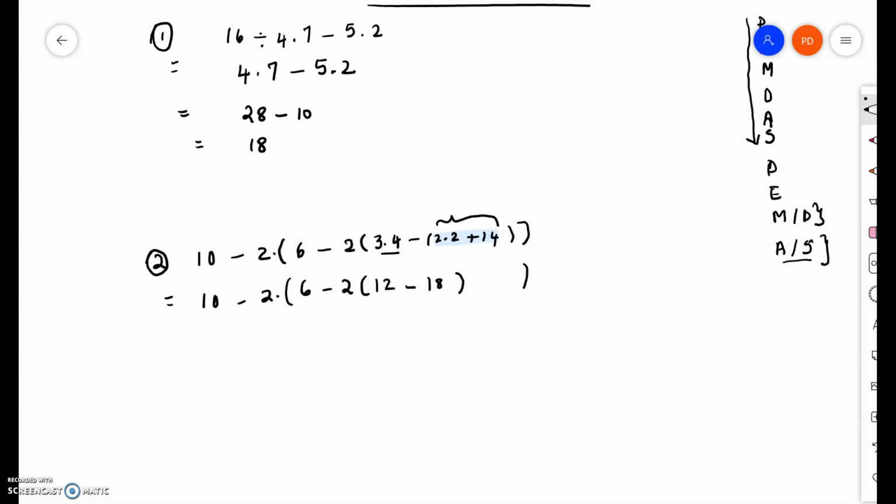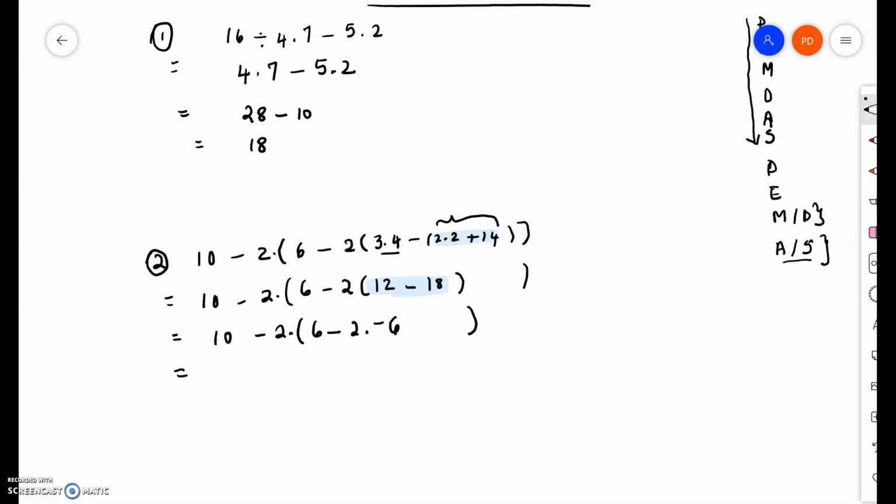Next, the innermost parentheses is this. So that's where we begin. So we have 10 minus 2. 2 is glued to this parentheses, so do not do the subtraction. We have 6 minus 2 times 12 minus 18 is negative 6.